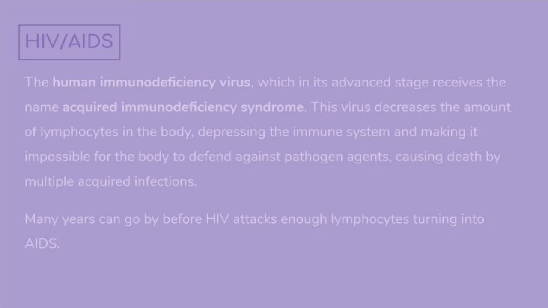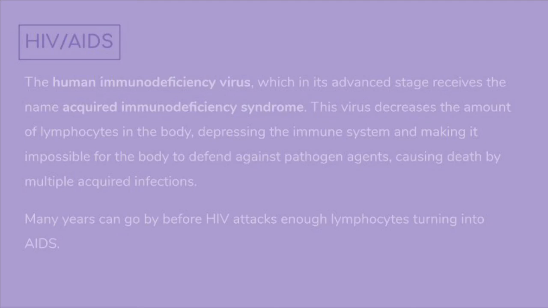There is no cure for HIV, so once you have it, it is for life. However, it can be controlled by taking antiretroviral therapy, which lets HIV patients have a normal life and prevents them from transmitting HIV to their sexual partners. If HIV is left untreated, it can lead to AIDS. Many years can go by before HIV attacks enough lymphocytes, turning into AIDS.